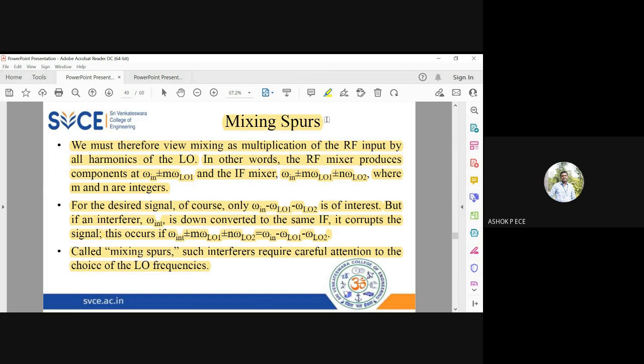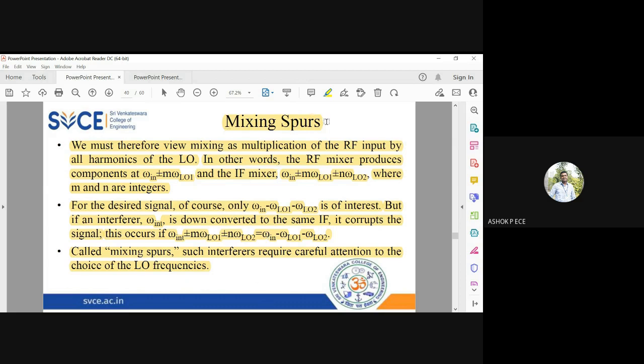An image is going to be a separate signal which is away from your signal. But a spur is going to be caused because of the oscillators you use inside the block diagram. It is not an externally caused phenomenon. It is caused internally because of the oscillators. When this condition is satisfied, your interferer and signal will be at the same frequency. Your signal will be completely corrupted.